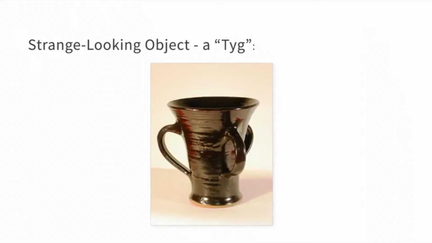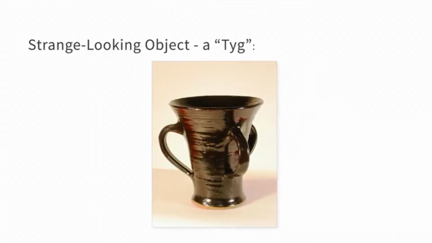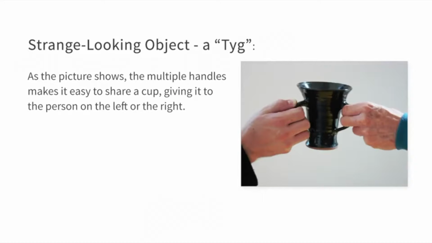The photograph shows a tyg, T-Y-G, a multi-handled cup widely used in Europe in the 15th through 17th centuries, and in the Pilgrim colony at Plymouth, Massachusetts, in the United States, in the 1620s. As the picture below shows, the multiple handles make it really easy to share a cup. You can give it to a person on the left or right. If you want 3 people, say, to drink from the same cup, they each use a different handle, and then they drink from different spots on the rim. The multiple handles are signifiers, as well as useful affordances for sharing.